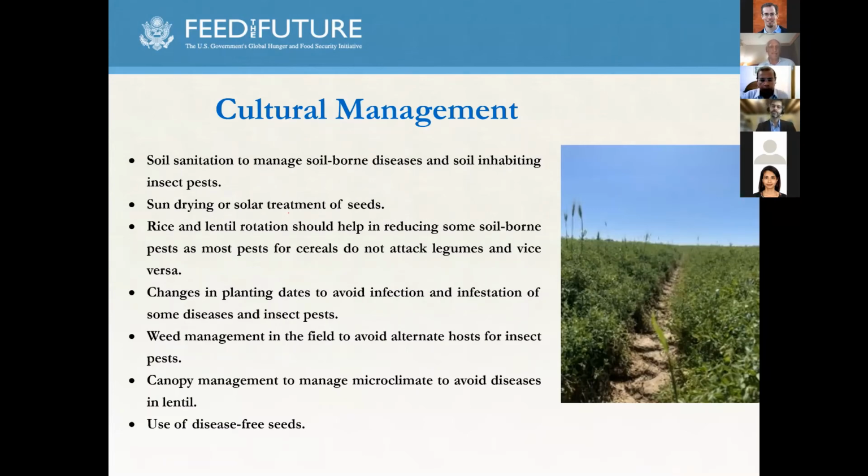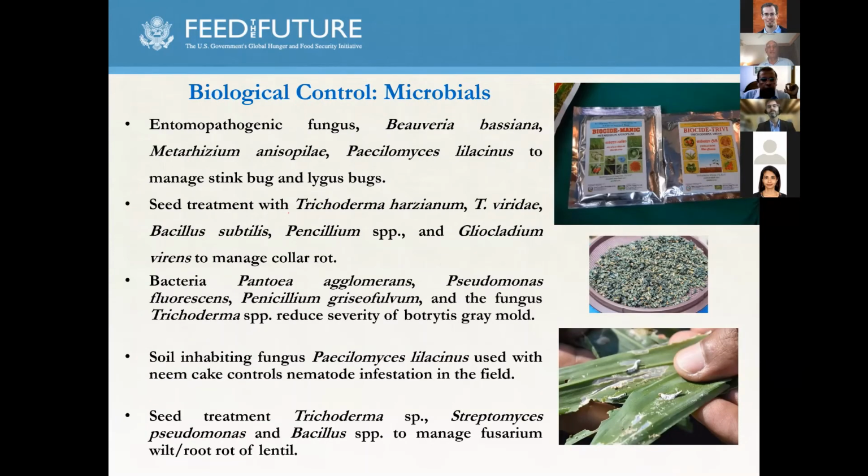Because of the time, I will just skip this slide. And then biological control using microbials. In the literature, you can see several bacterial, fungal agents have been identified for controlling some of the insects and diseases. Trichoderma is a very good beneficial fungus that could be used for controlling several diseases, and it is commercially available in Nepal. Because of the time, I'm going to skip this slide too.